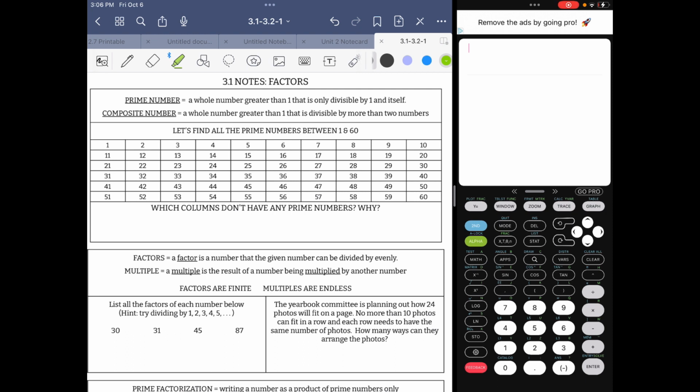While you guys are getting that, I'm going to explain prime and composite numbers, and I'm just going to highlight these two main words. So once you get your highlighter, go ahead and highlight prime and composite.